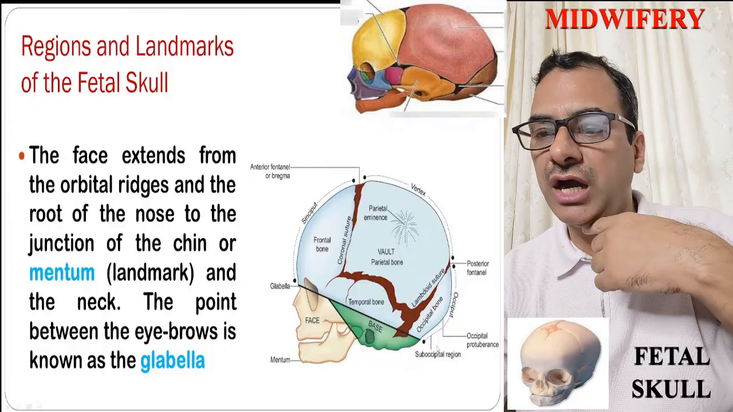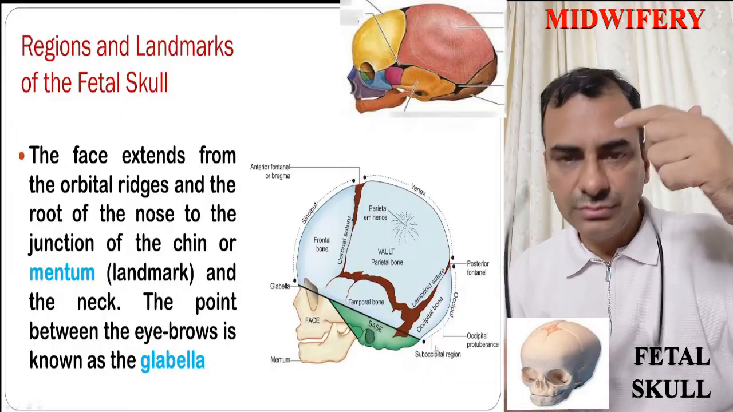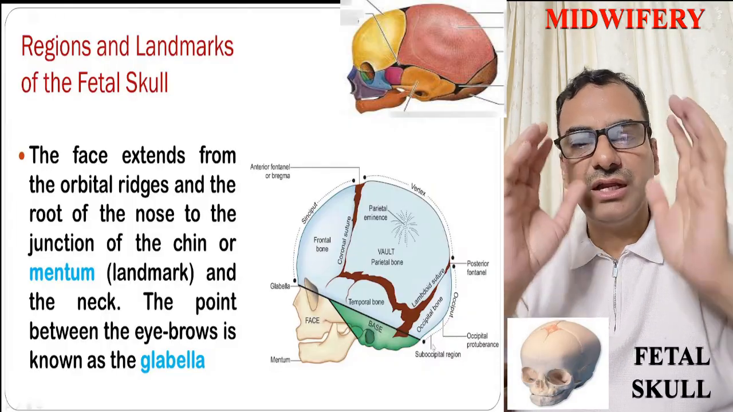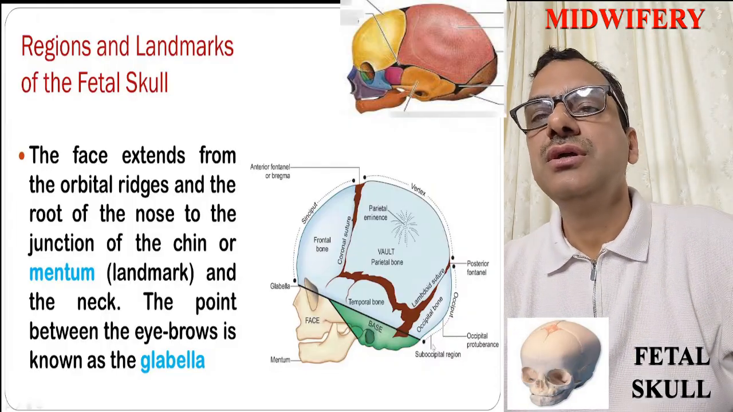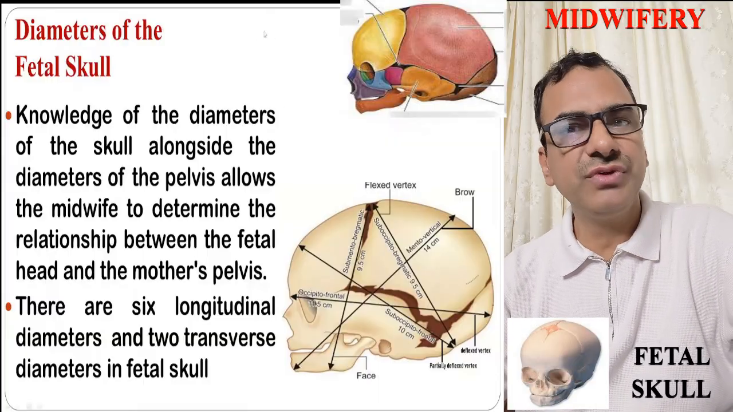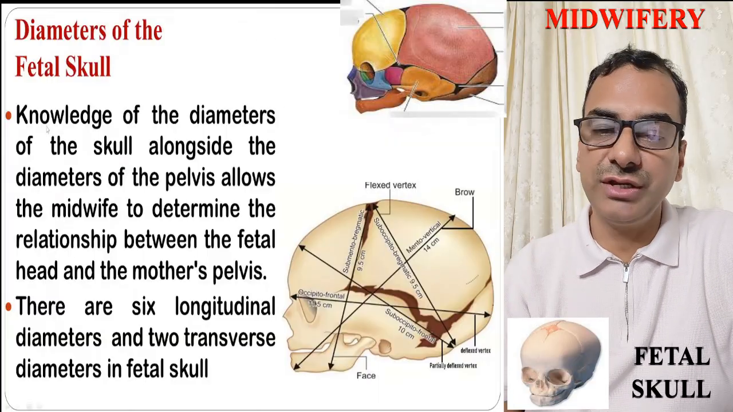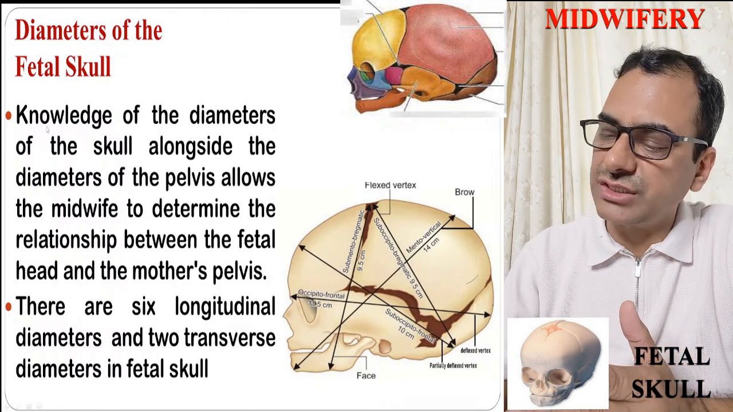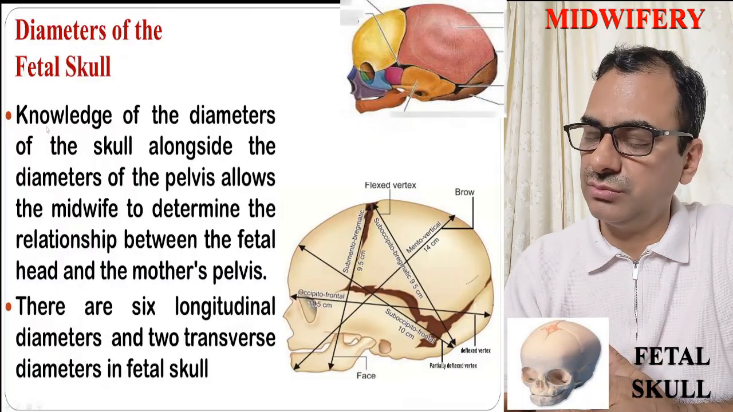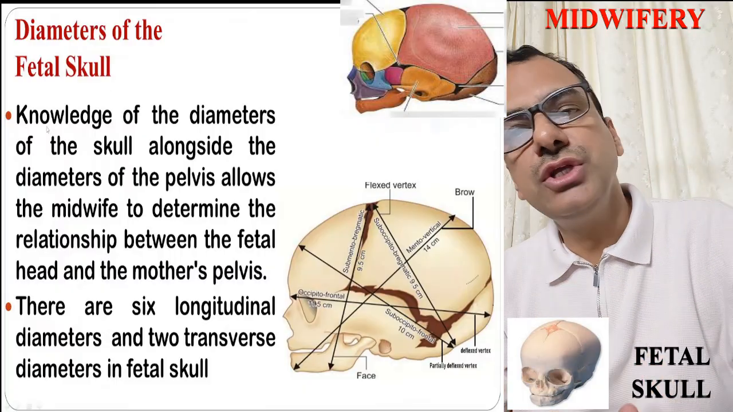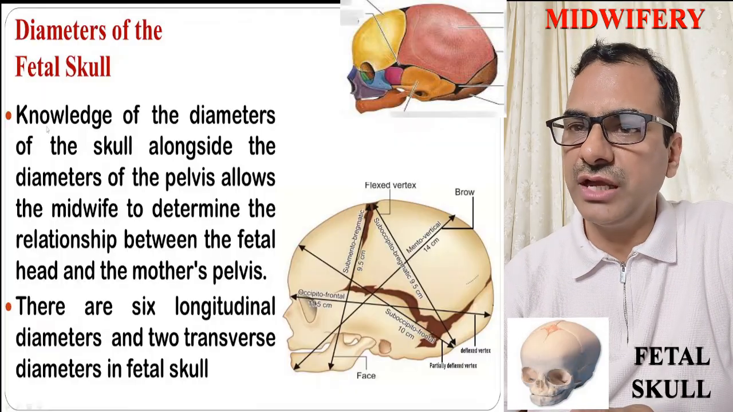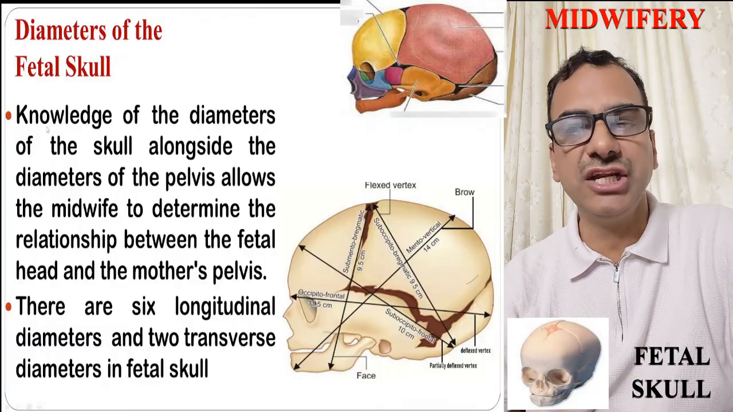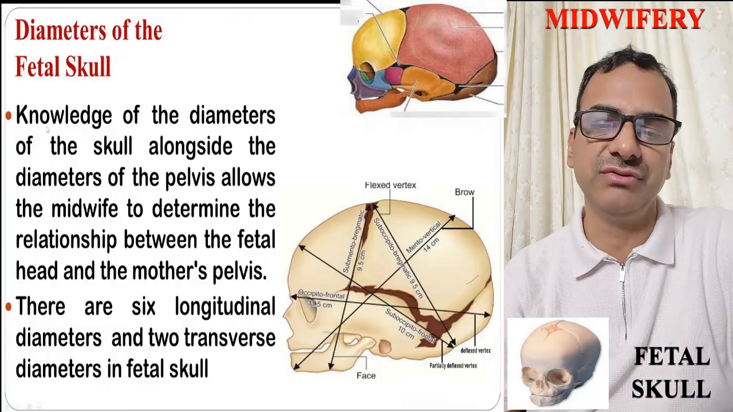The point between the eyebrows here will be known as the glabella. So this is also a landmark. Now we will discuss the diameters of the fetal skull. These diameters are very important because they explain how the fetus comes out of the pelvic cavity. Knowledge of the diameters of the fetal skull along with the diameters of the pelvis allows the midwife to determine the relationship between the fetal head and the mother's pelvis.